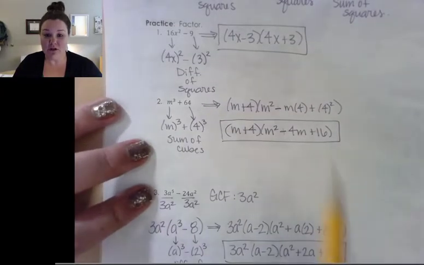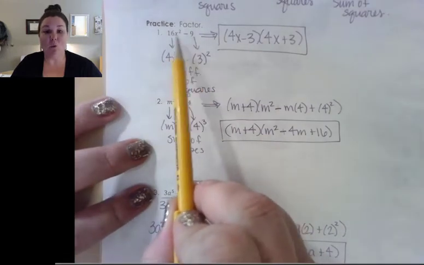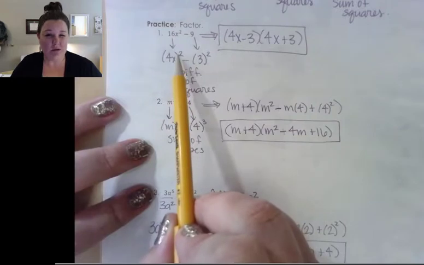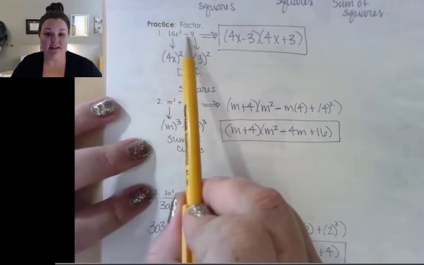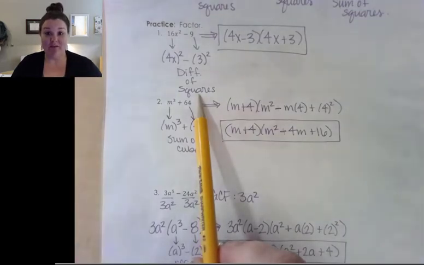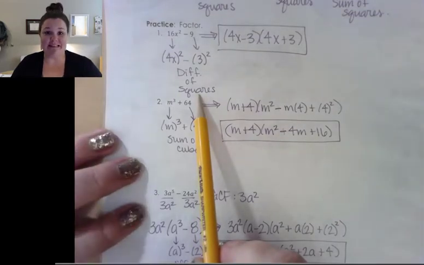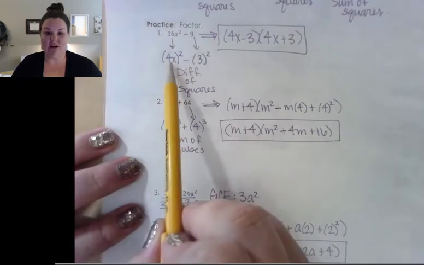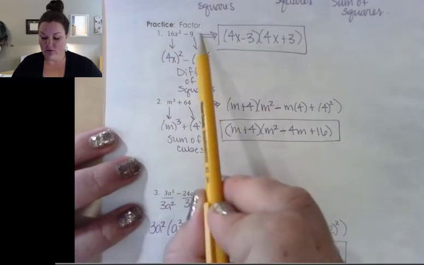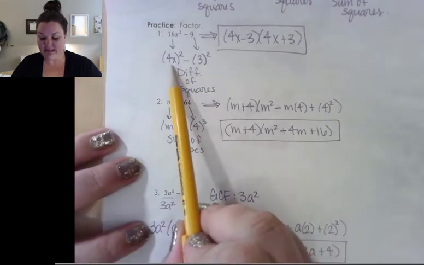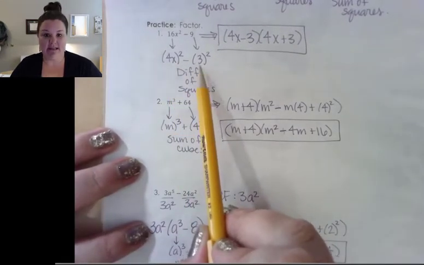The first one, we can see they're perfect squares. I'm looking at the exponent, it's a 2, so I'm thinking squares, and it's being subtracted, so I'm thinking difference of squares. Difference of squares we do have a formula for, so all we have to do is identify the bases. What I have to square in order to get 16x squared is 4x. What I have to square in order to get 9 is 3. So my first base is 4x, my next base is 3.